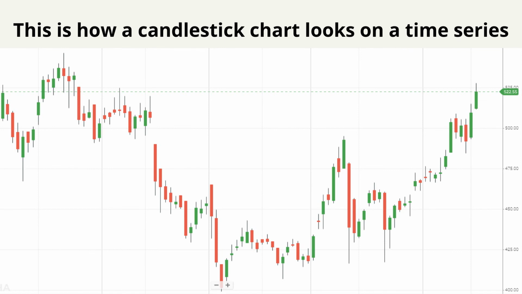This is how a candlestick chart looks on a time series. This is a day candle representation of UPL from 3rd September 2020 to 15th January 2021. Here a long-bodied candlestick depicts a strong buying or selling activity, and a short-bodied candle depicts less trading activity.